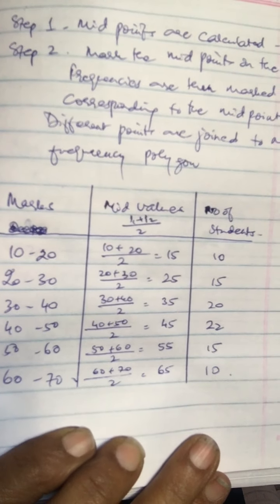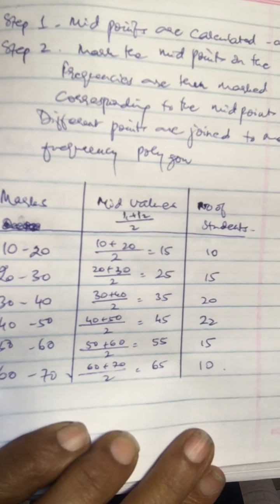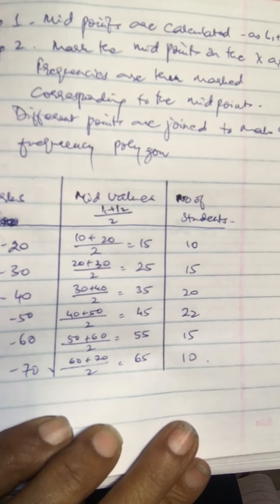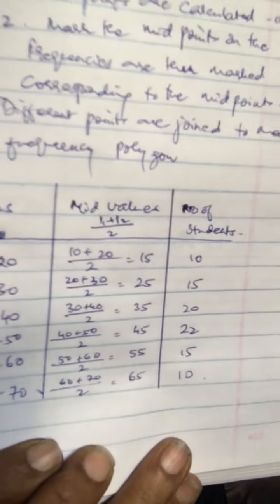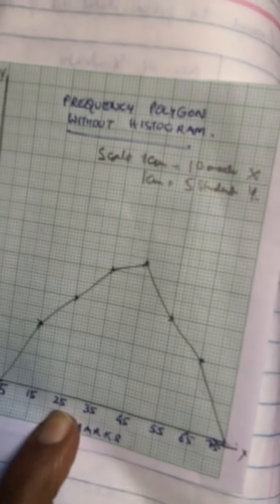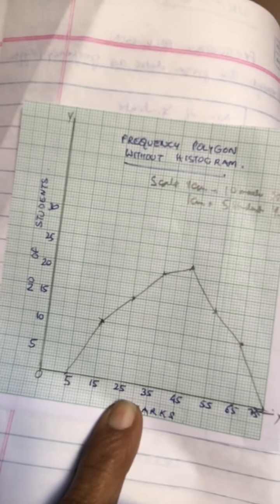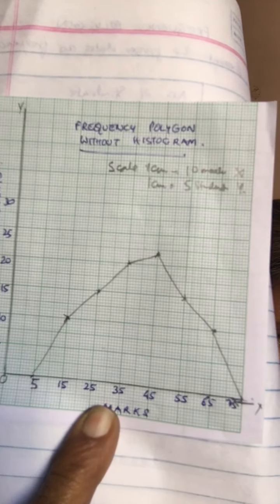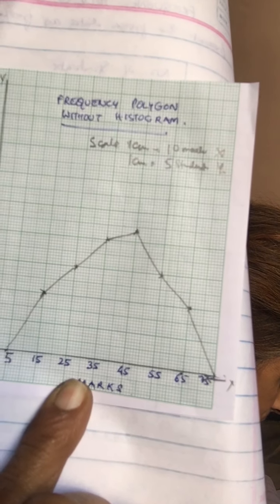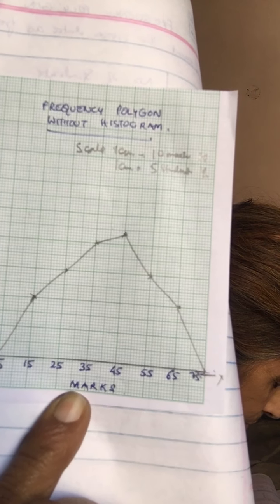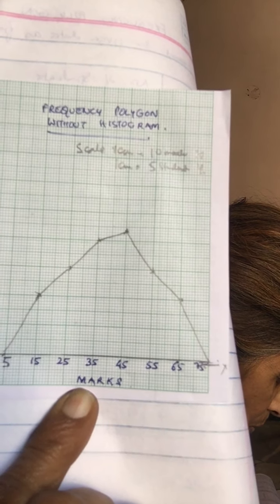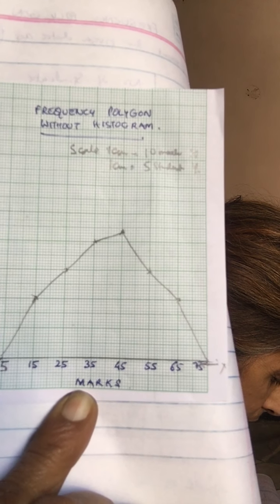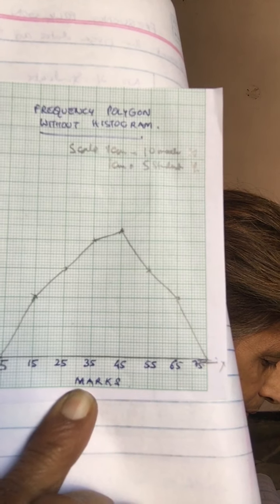Let's take the second one. Second is 20 to 30. So 20 plus 30 divided by 2 is 25, and the number of students is 15. So at 25, number of students is 15. Those are the coordinates. Let's take 35: it's 20. At 45 it's 22. At 55 it's 15. And at 65 it's 10. And then we extend it up to the 75th, to that particular midpoint.